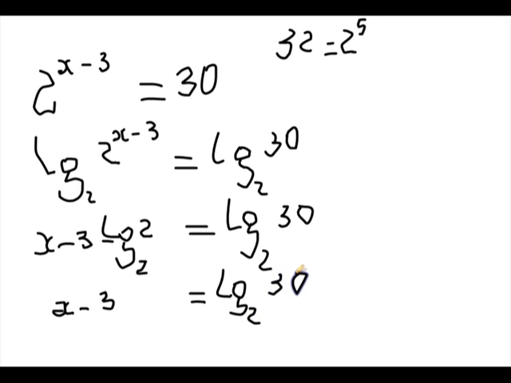Or also what you can do: if you don't know how to compute log base 2 of 30 with a scientific calculator, you can use ln to solve it. You can say it's the natural logarithm, which you have on your calculator, of 30 over the natural logarithm of 2.